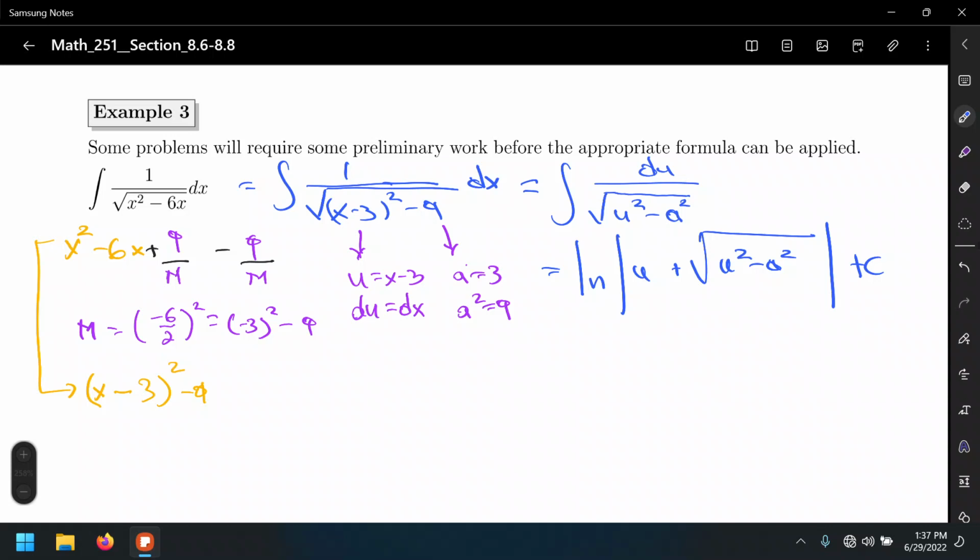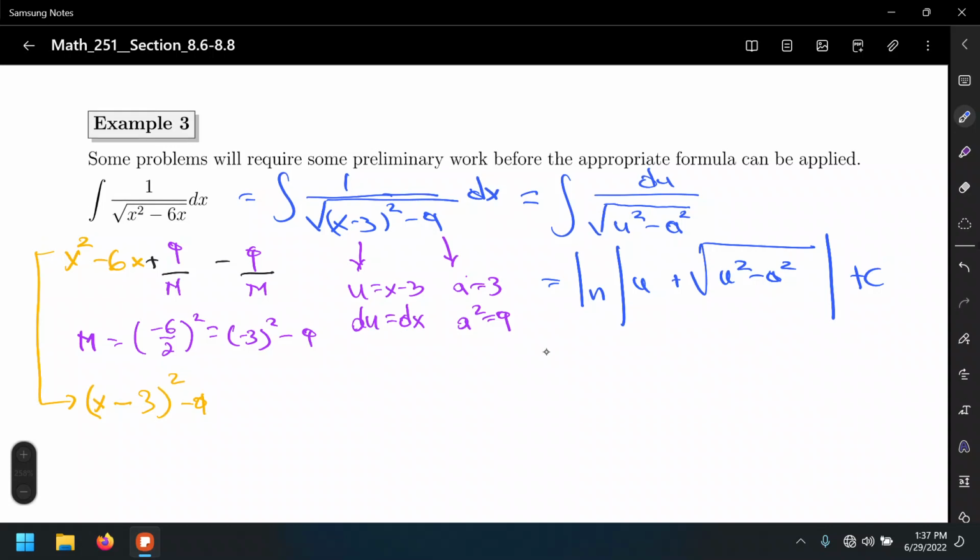So let's see, what's next? Back substitute for u and a squared. So ln of u, which is x minus 3, plus the square root of x minus 3 squared minus a squared, which is 9, plus c.